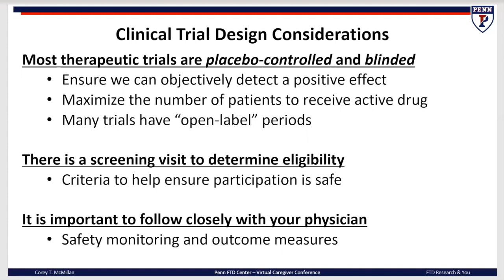And most studies in FTD and related disorders are designed to really maximize the number of patients that receive the active drug and use the minimum amount of people who have to get the placebo to see an effect. And as an extra benefit to patients, most trials have an open label period. This means that once the part of the trial that is testing for a benefit, where some patients are getting placebo and other patients are getting therapies, the open label segment of the trial then allows for everyone to get the study drug. It's important to know that there's a screening visit that determines eligibility.